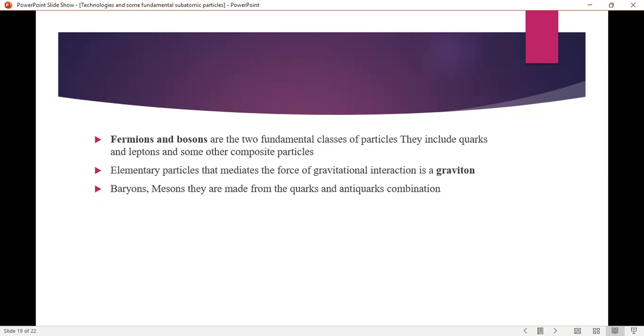Next one is baryons and mesons. They are made from quark and anti-quark combinations. It means when quarks and anti-quarks are combined with each other, they form baryons and mesons.